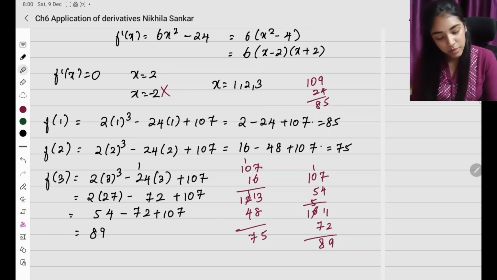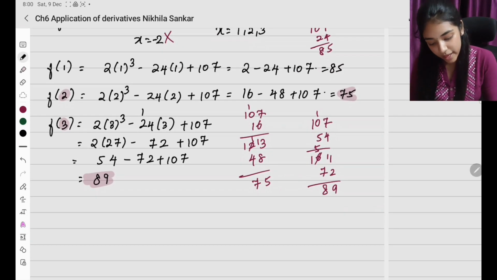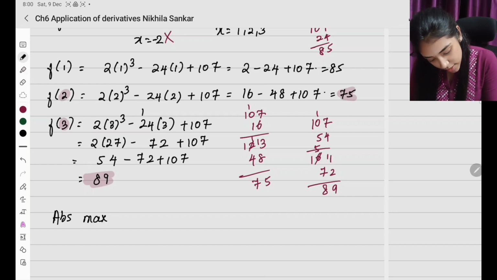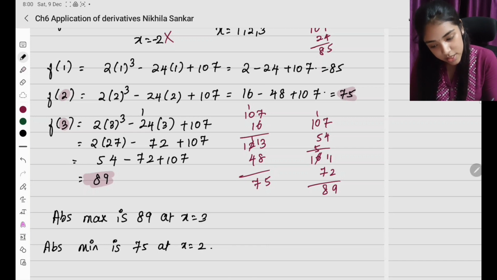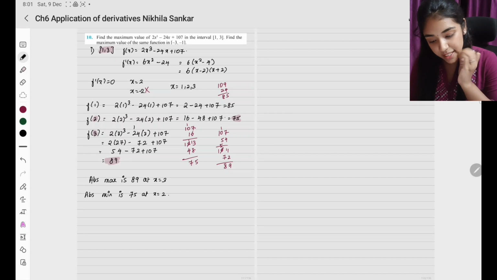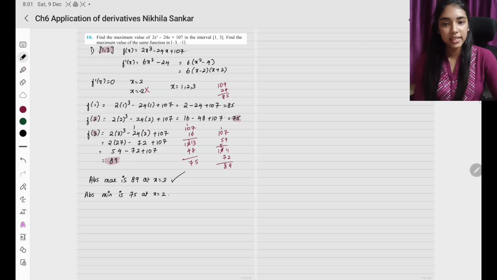Which is the maximum, which is the minimum? Maximum is going to be 89. Minimum is going to be 75 at 2 and 3. So now the absolute maximum: we are talking about absolute maximum is 89 at x equals 3 and absolute minimum is 75 at x equals 2. Okay? Simple. Please copy. They are asking only for the maximum value. So we have written both. Maximum value is 89 at x equals 3.